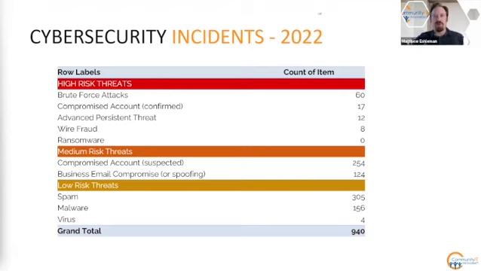So when we look at the cybersecurity incidents, we have broken this apart a little bit to provide some more context. Here we can see first the high risk threats. Whenever these kinds of tickets come into our system, they get a lot of attention. The first one there is what we call brute force attacks. This is something we added last year.